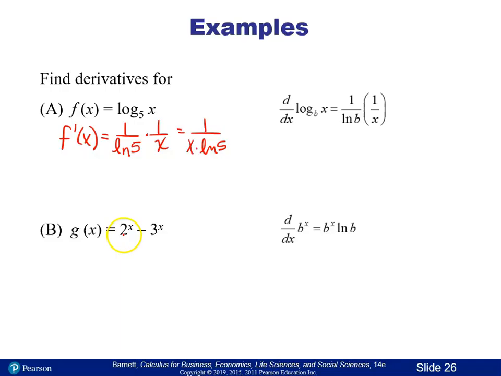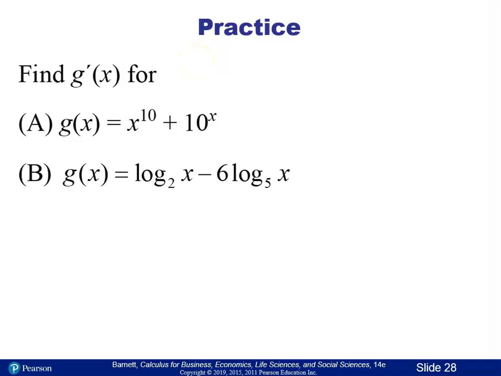This one, we want to take the derivative of 2 exponential functions that are being subtracted. So the derivative of each one of those is going to be an application of this rule here, because we have a base of 2 and then a base of 3. So my base of 2, if I look at this, it's going to be 2 to the x times the natural log of 2, and then I'm going to subtract from that 3 to the x times the natural log of 3. All right, a couple for you to practice with.